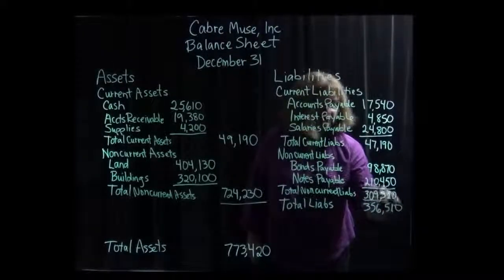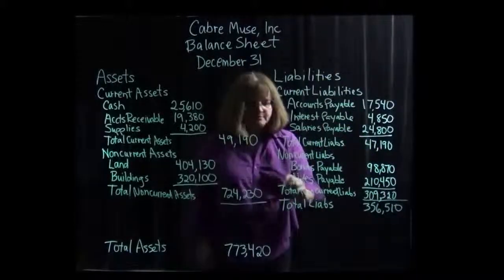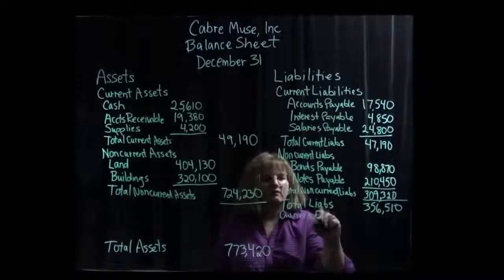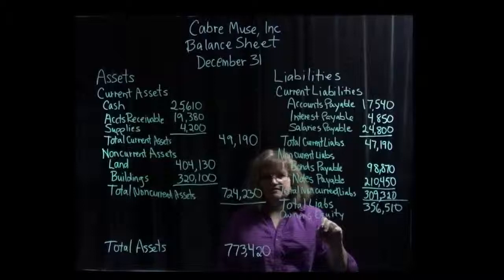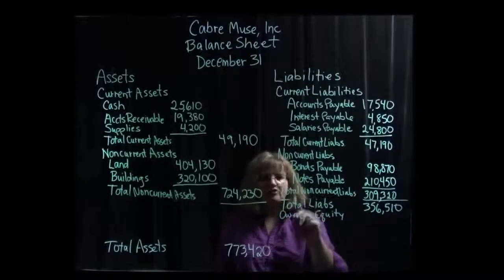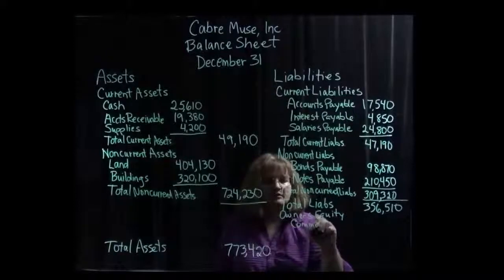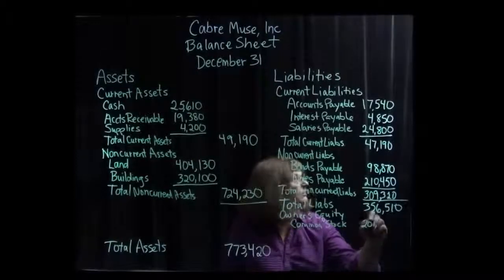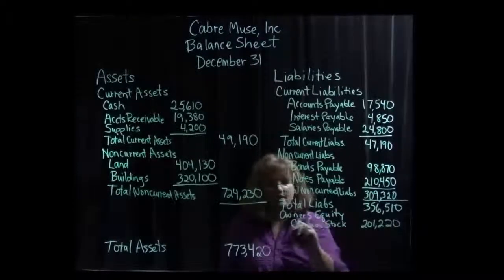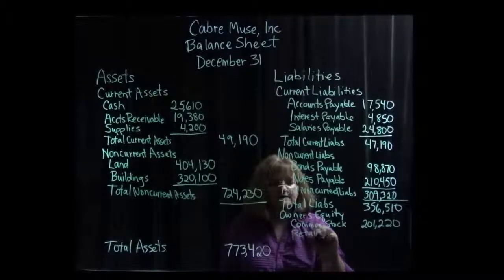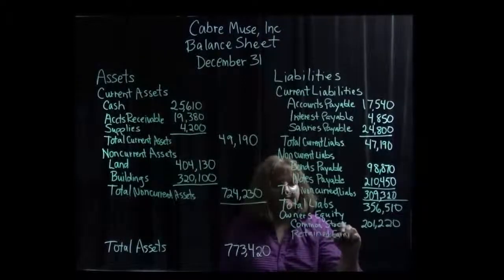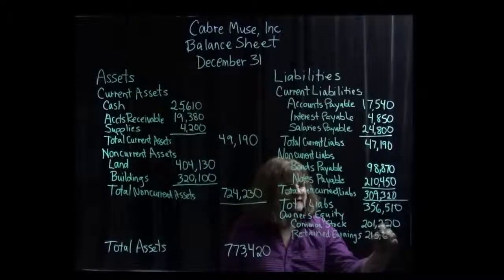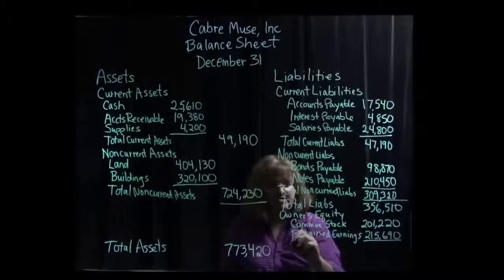Okay, so we have another line under that. Then we put in our equity. Our owner's equity consists of contributed capital and earned capital. Our contributed capital is common stock, which in this case is $201,220. And our earned capital is retained earnings, which in this case is $215,690.